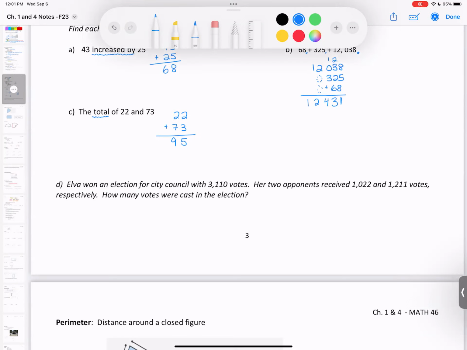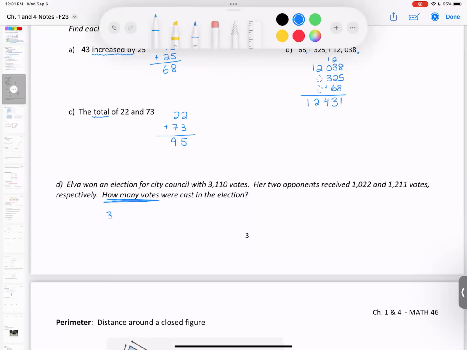So Elva won an election with 3,110 votes. Her two opponents received about 1,000 and about 1,200 votes. How many votes were cast in the election? Well, each of her opponents are receiving about 1,000 votes, and then she's receiving about 3,000 votes. The total number, so how many votes is our question. We're trying to figure out the total number. So we're going to be adding these three.